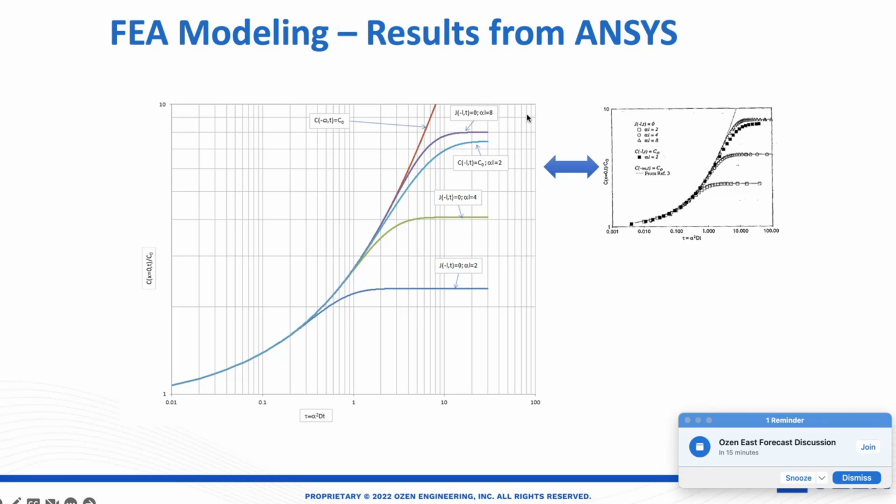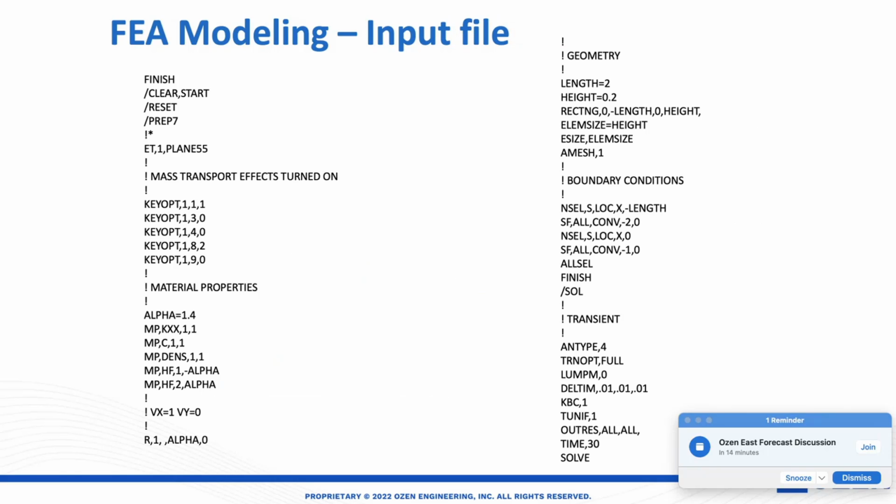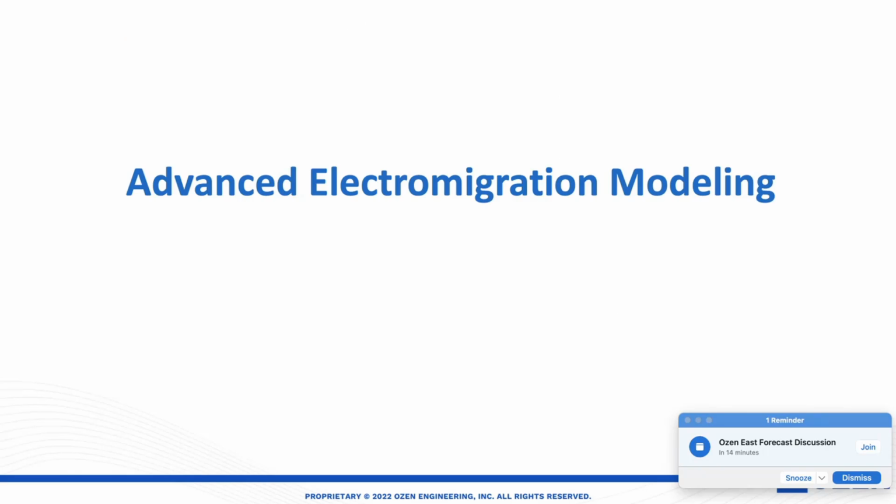On the left-hand side, we are looking at results obtained from running a transient simulation in Ansys. And on the right-hand side are the results that were published in a paper in the 1990s. We also explain how this can be done. This is the input file that's used in Ansys Mechanical to solve the same exact problem, and from here, you can reproduce the same results again.